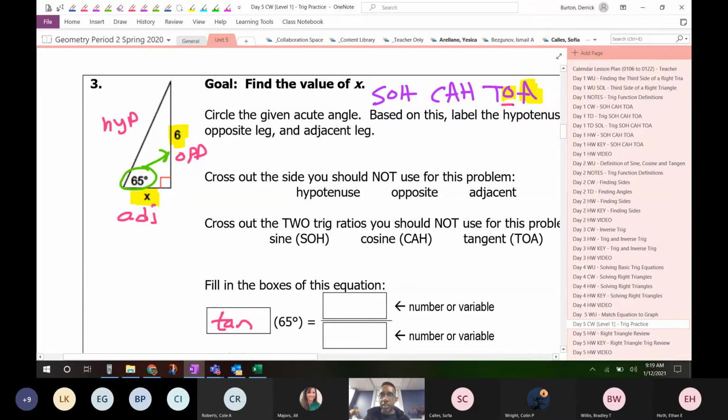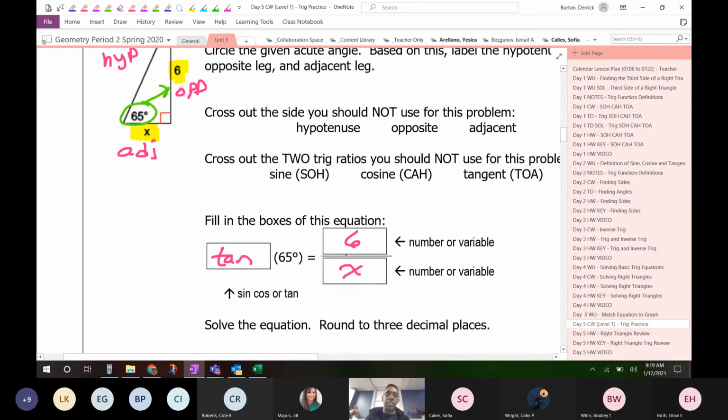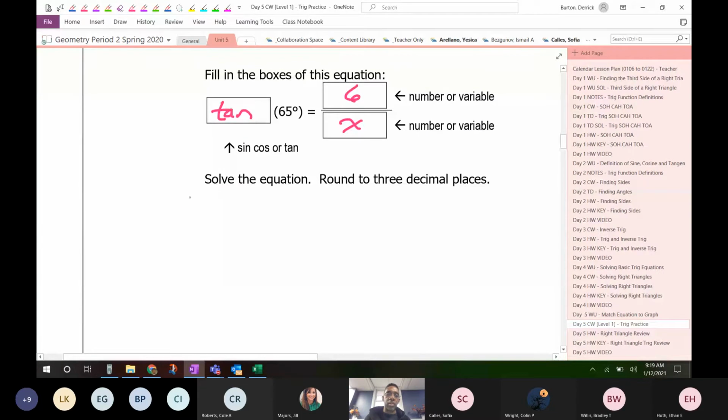Tangent is opposite over adjacent. In this case, that'll be 6 over x. And then we just have to solve this. So I'm just going to recopy because this is ugly. Tangent of 65 is equal to 6 over x. The variable is in the denominator. We have now learned and memorized that when the variable is in the denominator, this is when you swap.